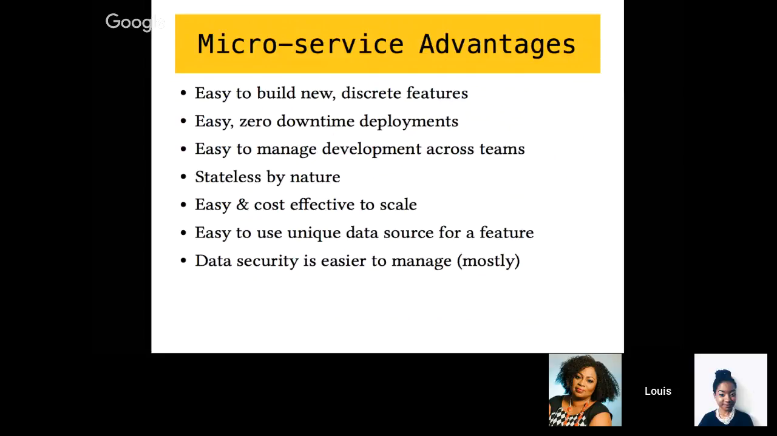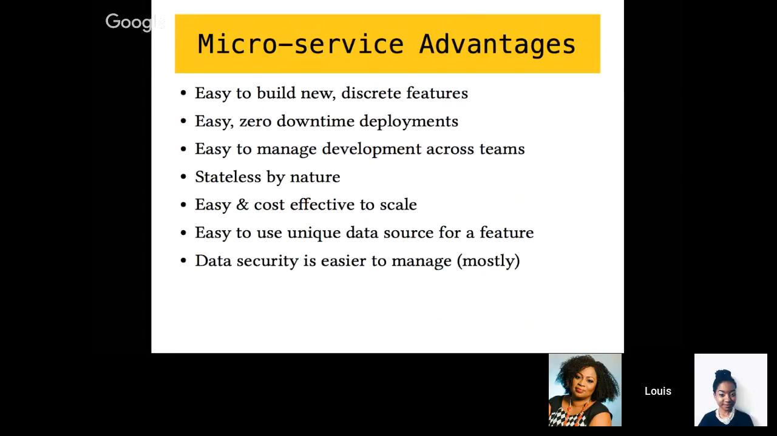It's easy to use a unique data source for a given feature, so not everything needs a relational database. Some things might be more appropriate with a NoSQL type document store like MongoDB than a full Postgres database. With that, data security is also easier to manage for the most part, because you can really tightly control what service has access to what data.